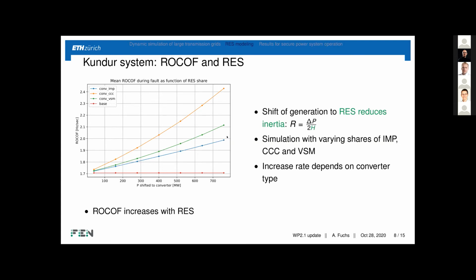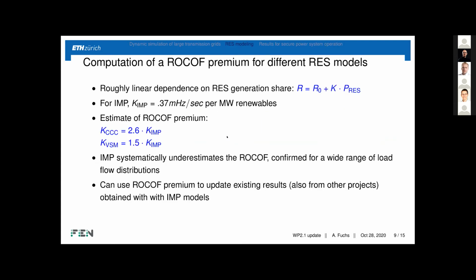So the rate depends on the converter type, and actually we computed something that we call a Rockoff premium. Say that for additional power from renewables in the system, the Rockoff is increased with a certain slope. So K is basically the slope you would get, for instance, for the impedance model. The current controlled capacitor and the VSM actually have a larger slope than this. And these numbers, 2.6 and 1.5, are 160% larger and 50% larger than the impedance slope. These were validated for a wide range of load flow situations, power balances in the system, and parameter settings. So the absolute numbers of K change, but this ratio stays more or less the same.